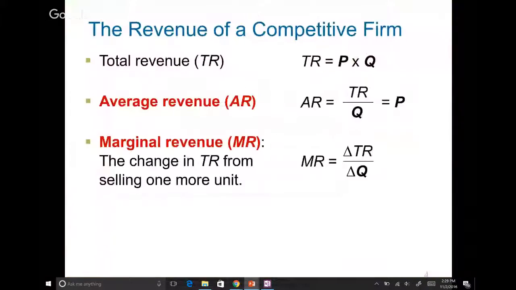All right, more definitions. Total revenue is your price times quantity. Average revenue is your total revenue divided by quantity.